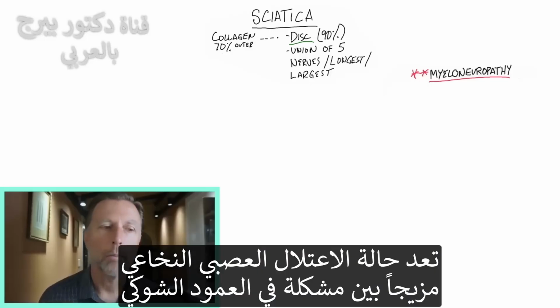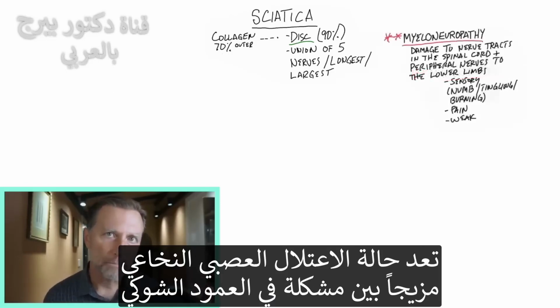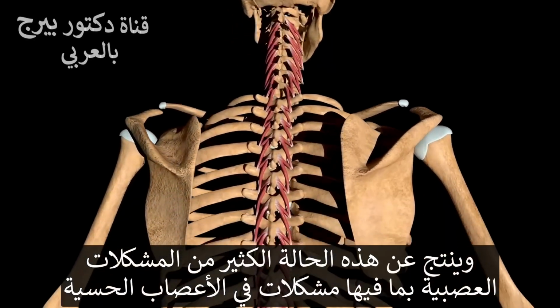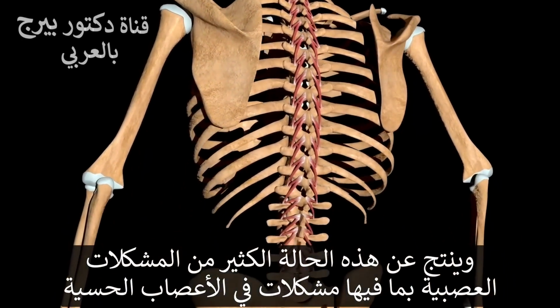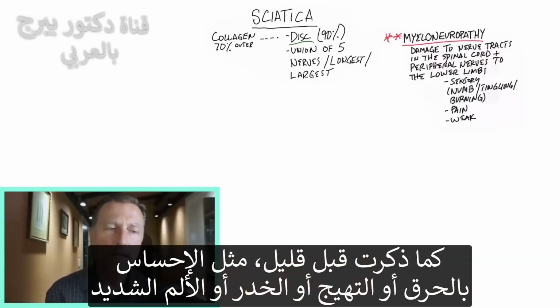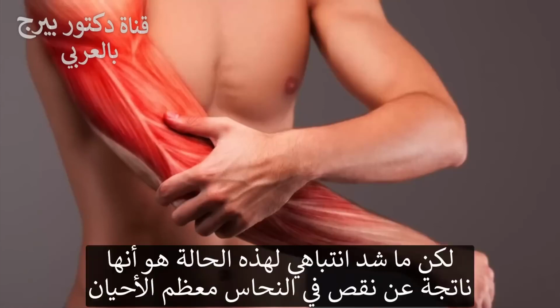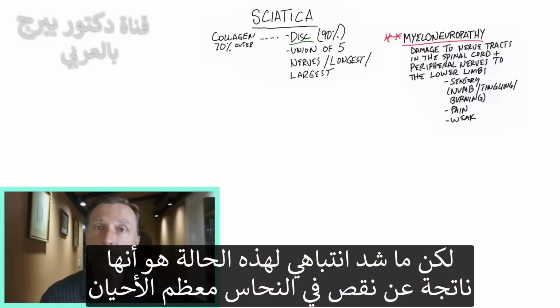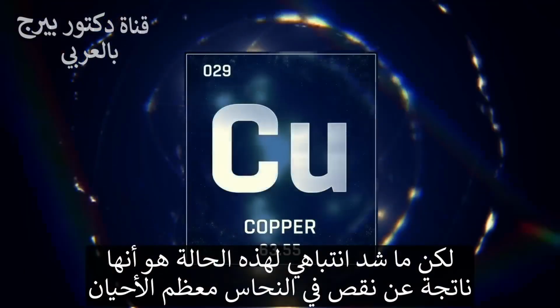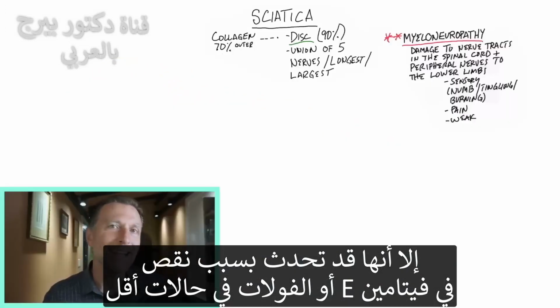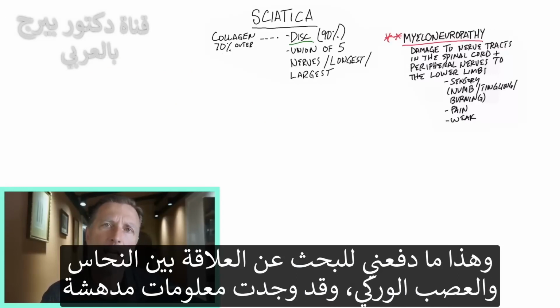So this condition, myeloneuropathy, is really a combination of a problem in the spinal column and the nerves that come out, called the peripheral nerves. This can give you a lot of different nerve problems, including sensory nerve problems, like I just mentioned, the burning, the gnawing, the numbness, severe pain, and even weakness in the muscle because these nerves connect with muscles. But what really interests me about this condition is that it's a copper deficiency most of the time, or a vitamin E or folate deficiency, but the majority of the time it's a copper deficiency. So I started looking at copper in relationship to the sciatic nerve, and I found some fascinating information.